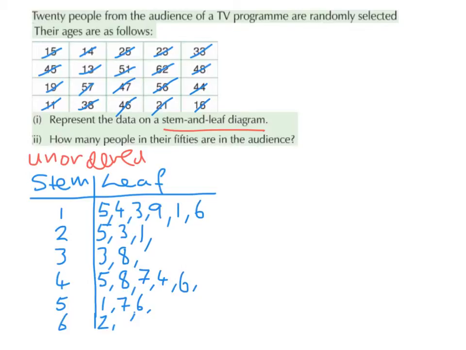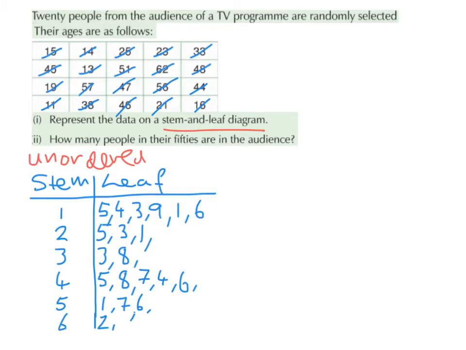So just to make sure that I've got it right so far, I'm going to add up the amount of people up here. So 1, 2, 3, 4, 5, 6, 7, 8, 9, 10, 11, 12, 13, 14, 15, 16, 17, 18, 19, 20. And then I'm going to add up the amount of digits on my leaf and check is it the same. 1, 2, 3, 4, 5, 6, 7, 8, 9, 10, 11, 12, 13, 14, 15, 16, 17, 18, 19, 20. So now I have an unordered stem and leaf.